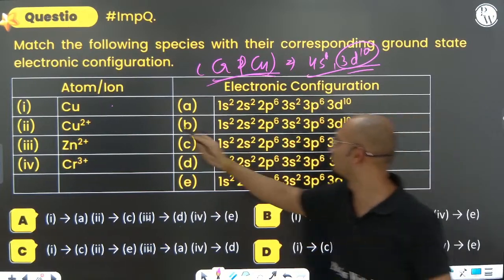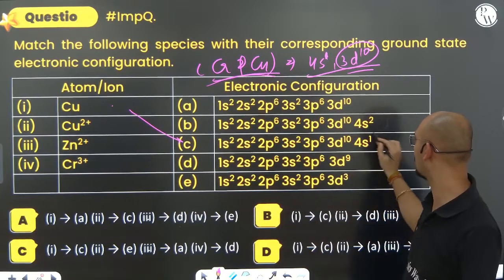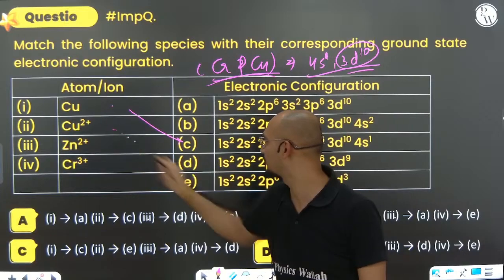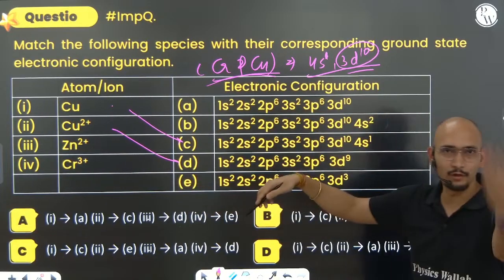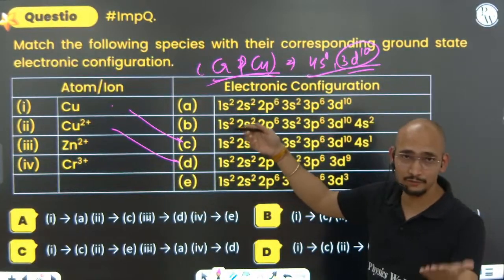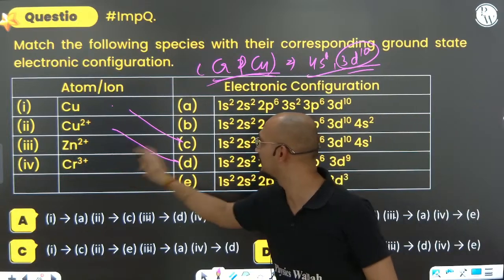Of course, this one should match with the first, C. Cu plus 2, remove 2 electrons: 4s0 3d9. For sure, it is going to be D. Zinc plus 2: zinc is 30, so 4s2 3d10. First of all, electrons will be removed from s, so 4s0 3d10. Of course, it will be A.